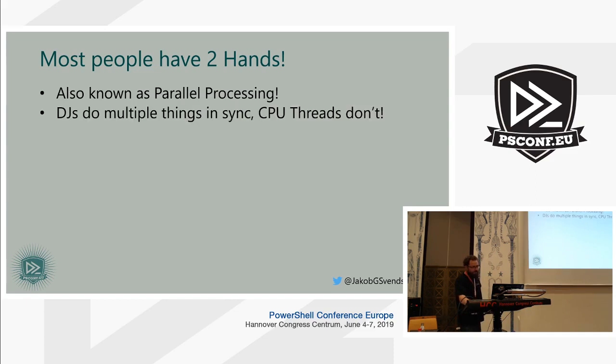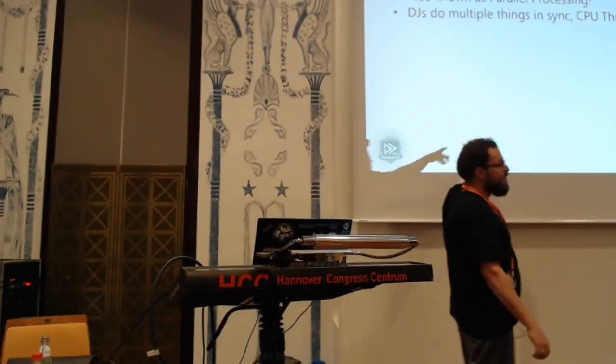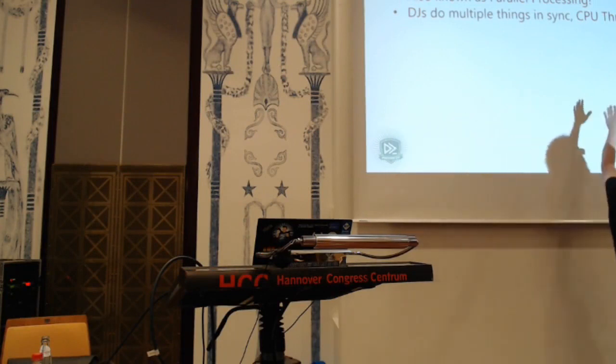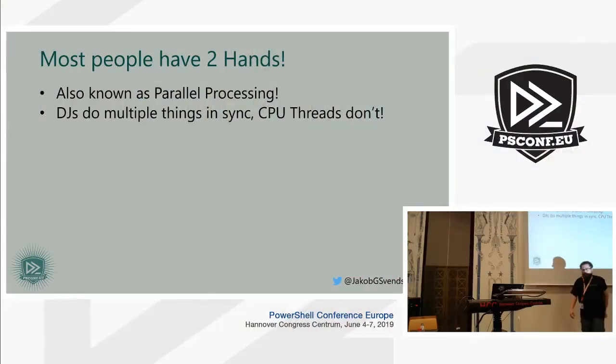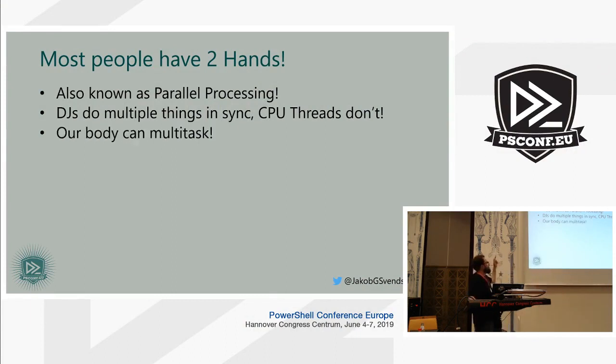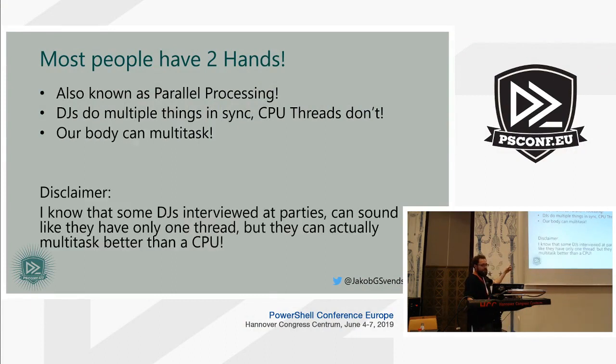And you would imagine that they actually do things in sync, unless they're too drunk, of course. And then CPU threads do not. So our body can multitask. A little disclaimer, if you watch interviews of DJs at parties, they can sound like they don't have more than 1 thread. But they actually can do multiple things and multitask better than a CPU. Yeah, that was what I was testing.